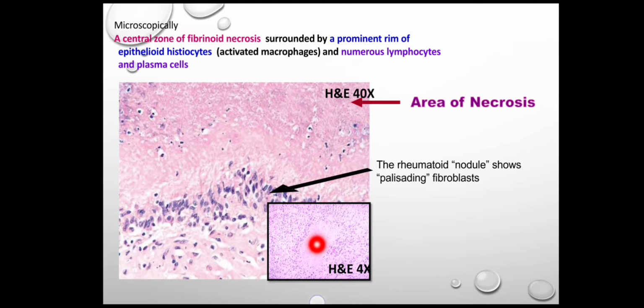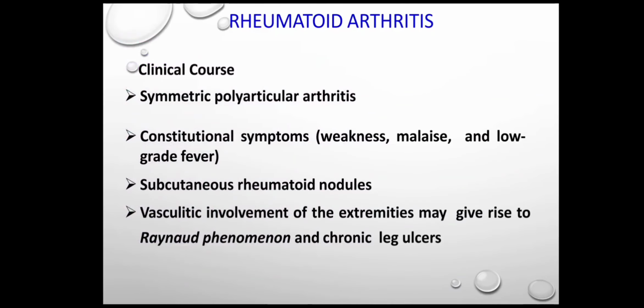acellular material in the center along with some inflammatory cells, and this will be surrounded by a rim of epithelioid histiocytes along with numerous lymphocytes and plasma cells. Characteristic palisading of the fibroblasts will also be seen. Clinically, symmetrical joints will be involved, and it will be polyarticular type. Osteoarthritis was oligoarticular. This is polyarticular, starting with the small joints first, going to the larger joints.